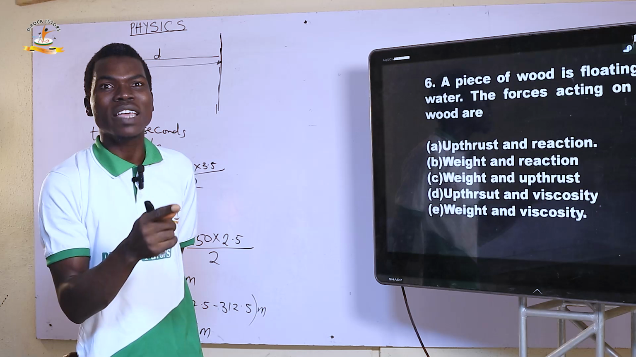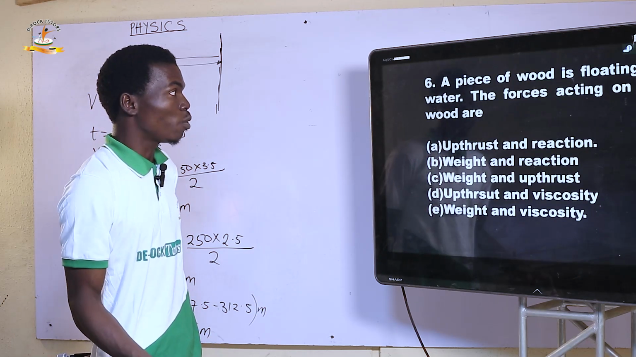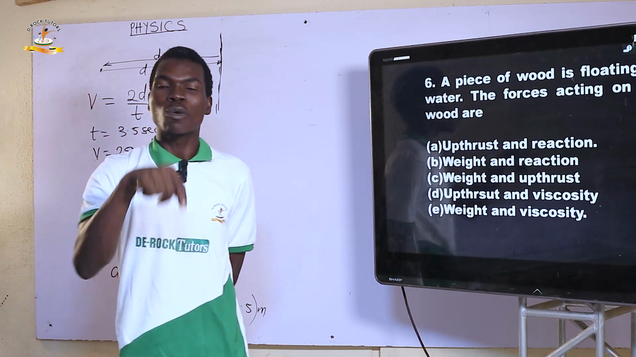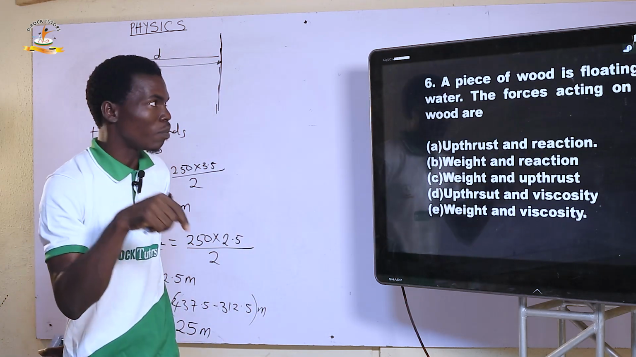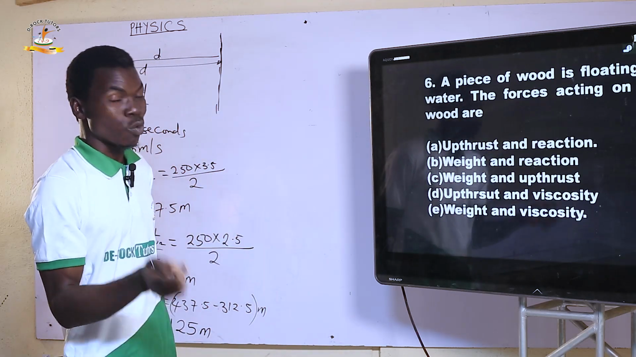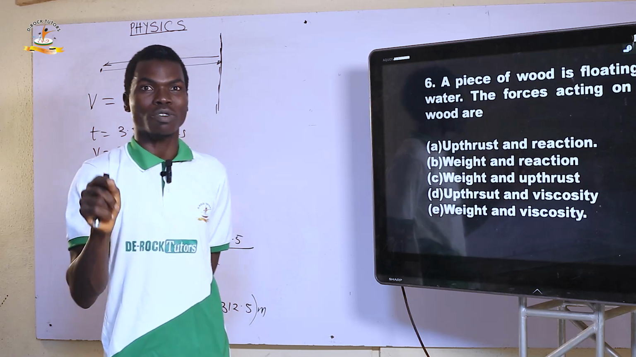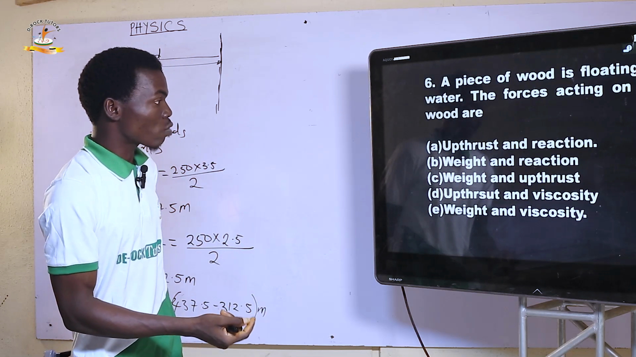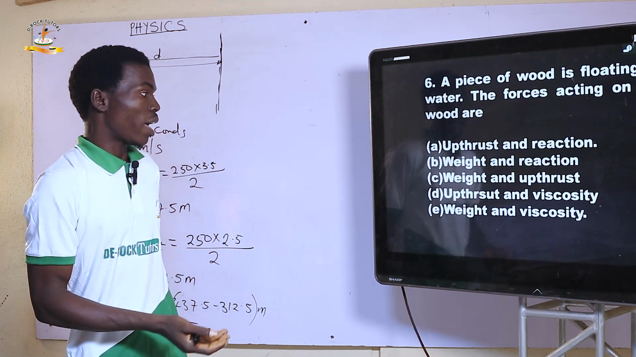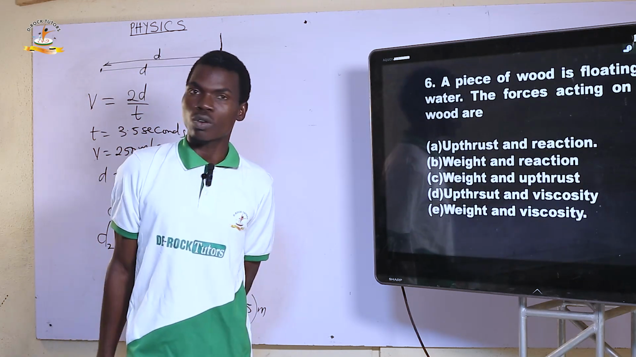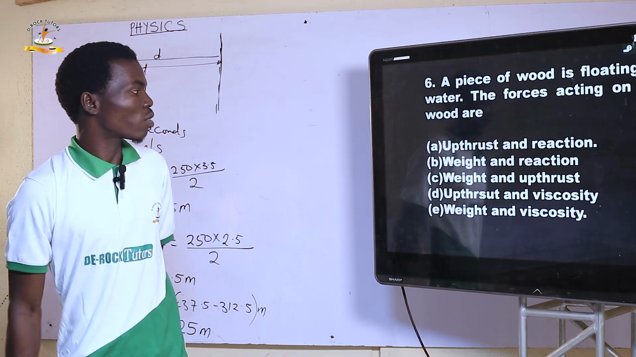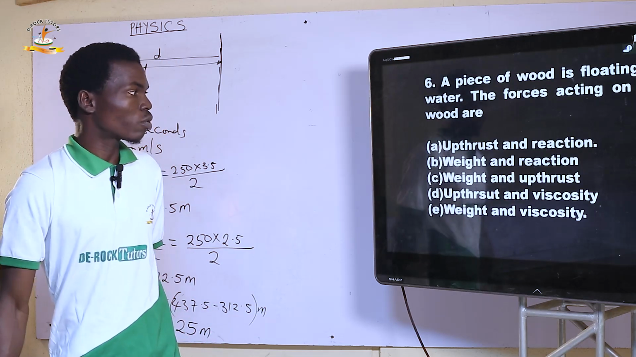So we are cancelling weight out of the possible answers because it says acting on the wood. If it had said acting on the water, we would have considered the weight of the floats, that is, of the wood. So the next option says weight and upthrust. We will not take weight. Weight can never be in that option because it's the wood. So the next one says upthrust and viscosity. And obviously that is the correct option. And the last one is weight and viscosity. We don't consider weight because the question did not say on the water, it says on the wood. So the correct option here is D, upthrust and viscosity.